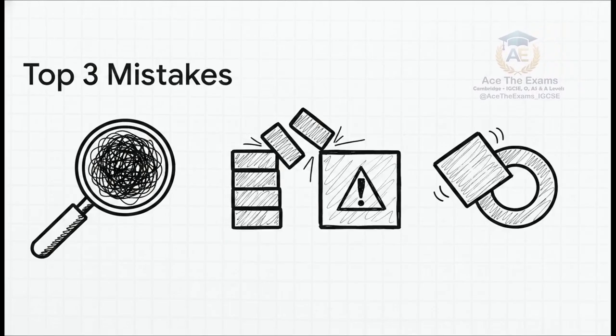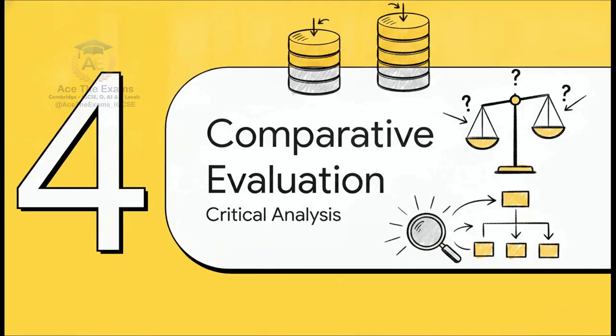And third, ignoring the context. If an exam question is specifically asking about a stack of print jobs, well, your variables and your logic better be talking about print jobs, not just repeating a generic textbook example. Lock your answer into their context. Which brings us to Section 4, Mastering Comparative Evaluation, Critical Analysis.